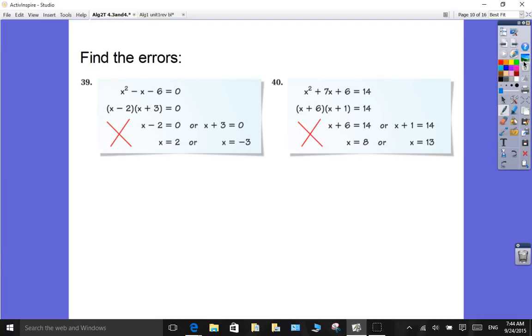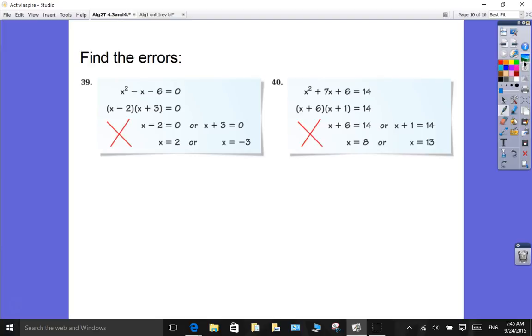It's not a zero. Sean? It's not a zero. They don't have 0 on the other side, right? So they have this set equal to 14, and they've got it in factored form. We don't have such a thing as a 14 product property. We've got the zero product property. So you can't take this and say, well, that means x plus 6 equals 14 or x plus 1 equals 14. It does not work that way. You have to have a 0 on the right. So that 14 shouldn't even be there.